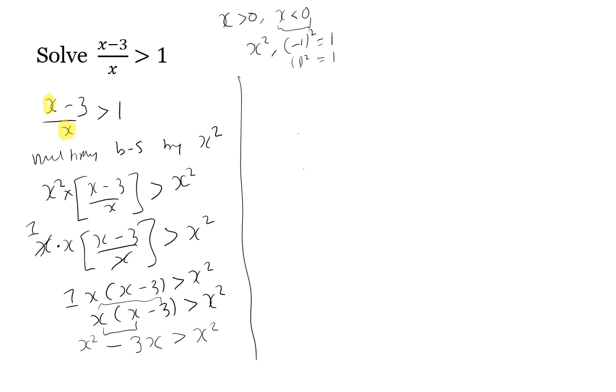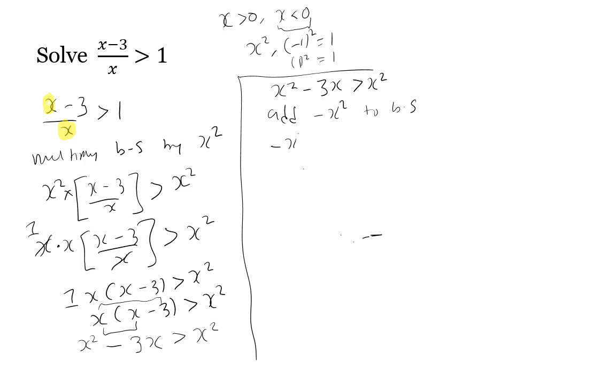I'm writing what we have here up here: x squared minus 3x is greater than x squared. Now we have x squared on both sides, so let's remove it by subtracting x squared from both sides. I can just say add minus x squared to both sides, so that this plus x squared will be removed.